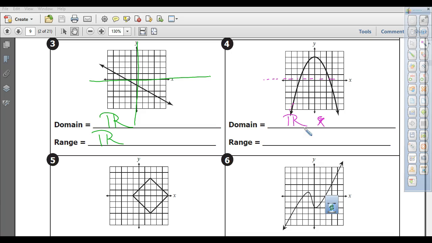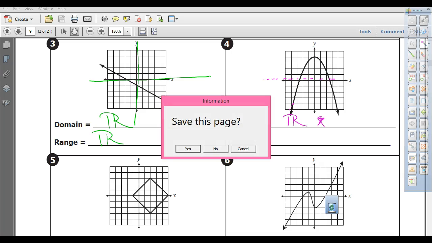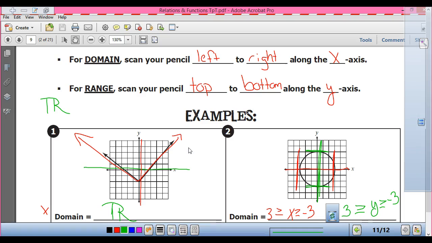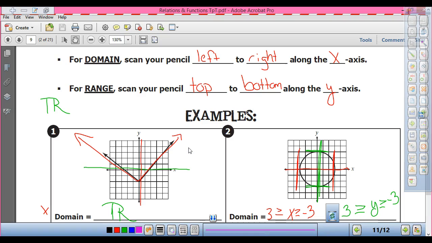How come number 2 isn't all the numbers? Because it doesn't keep going. It's going to stop at these lines. You know what I mean? There's nothing that says that it's going to keep going, right?